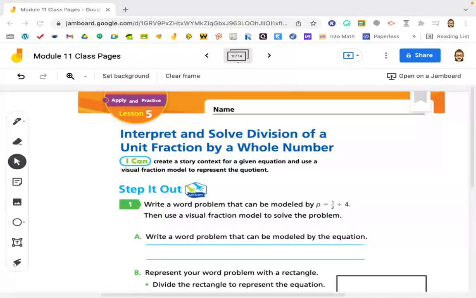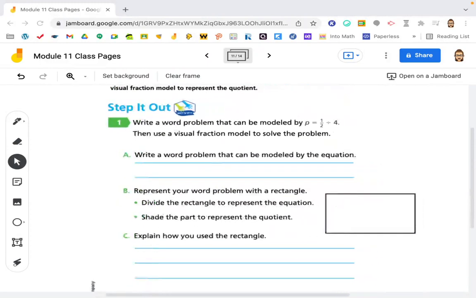So step it out. It says, write a word problem that can be modeled by p equals 1/2 divided by 4. Then use the visual fraction model to solve the problem. Write a word problem that can be modeled by the equation.